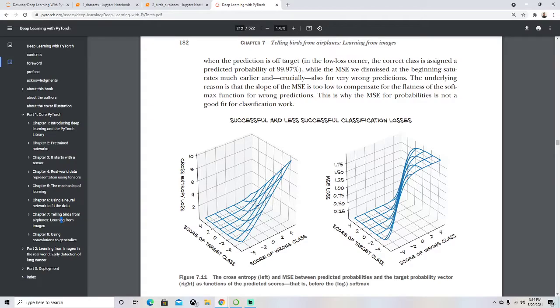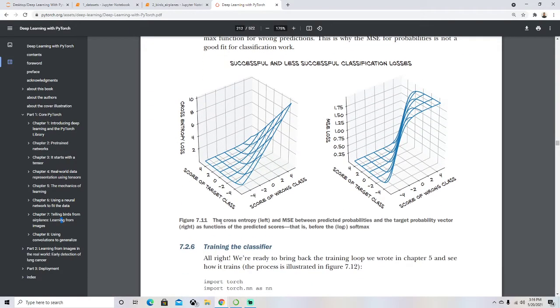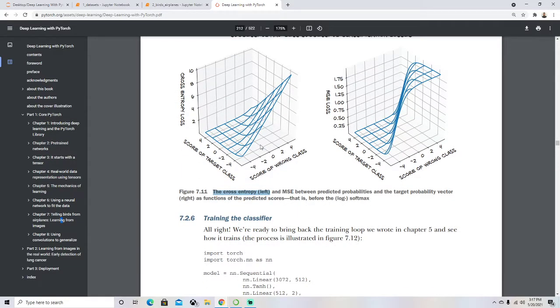Here it's just showing two loss functions. This is the cross entropy. We've already used that once. And here on the right is the mean squared error. Actually, I don't think we've used this before. And this gives a little bit less steep of a gradient, so it's better for classification.